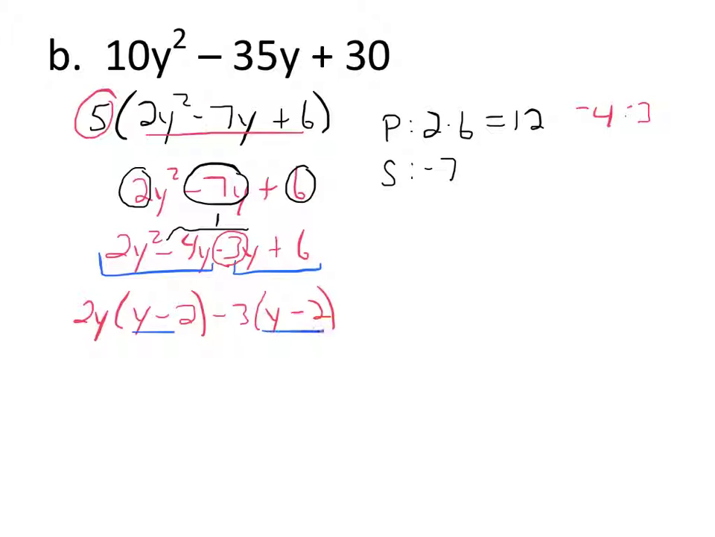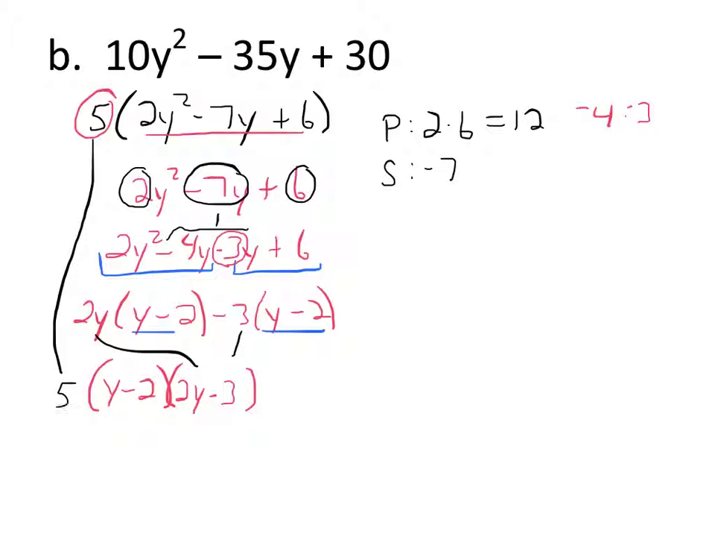Again, notice we have the same thing in parentheses, so that's a good sign. So I will factor out y minus 2, and in parentheses I will write what's left, 2y minus 3. Now this is the important part where we have factored that trinomial, but we cannot forget about the 5. And that would just go out front, and that's considered factored.